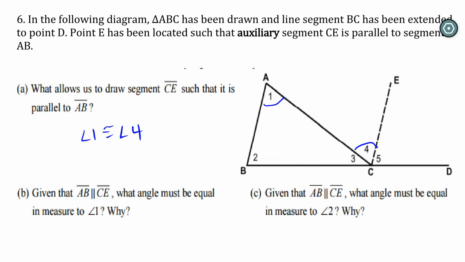That's basically the same question in part B. So angle 4 is congruent to angle 1, right? There are other angles here that are going to be congruent. If you look, angle 2 is going to be the same as angle 5. Those are corresponding. That's part C.